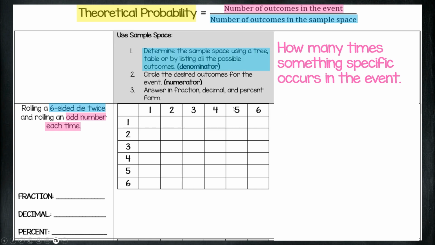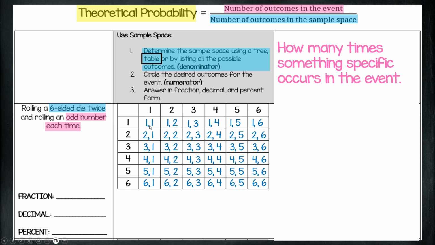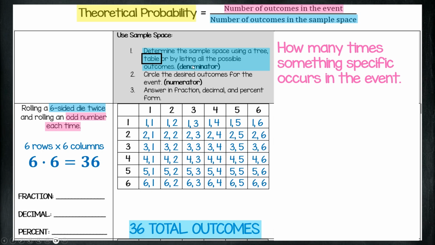So we have our sample space, and we're here going to use a table. First we need to determine the sample space using a tree, table, or by listing the possible outcomes. In this example, we are using a table. I've completed this table, just like we taught you to do in Lesson 1. Because I know that there are 6 rows and 6 columns, I know that 6 times 6 is 36. So that's going to be the denominator of my fraction.